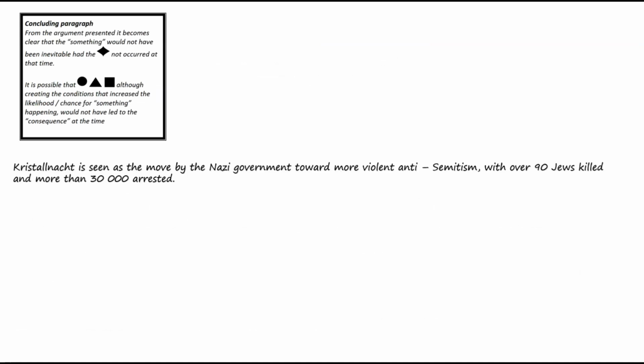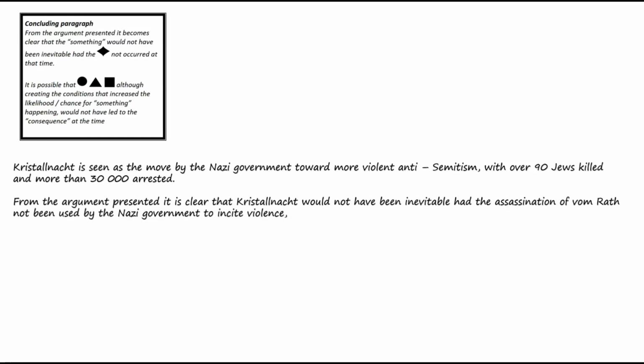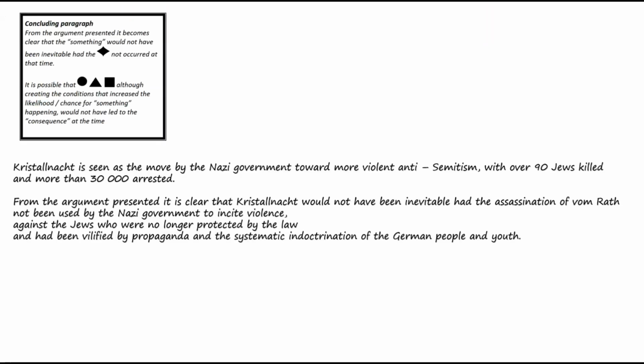And then we have a concluding paragraph. And here again, I give them leads or phrases to use that lead into their paragraphs. So Kristallnacht is seen as a move by the Nazi government towards more violent anti-Semitism. Over 90 Jews were killed and more than 30,000 arrested. From the argument presented, it is clear that, and there I've led them through, I've spoken it through, and you do several examples like this. The steps, the exemplar, the steps broken down, and so on.